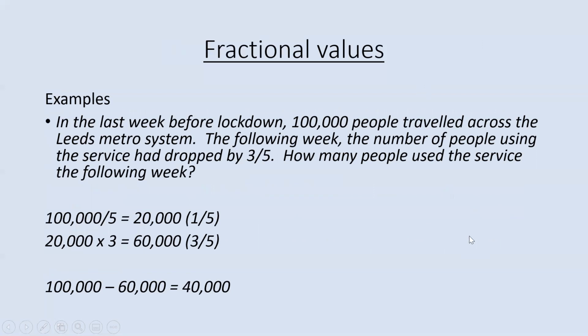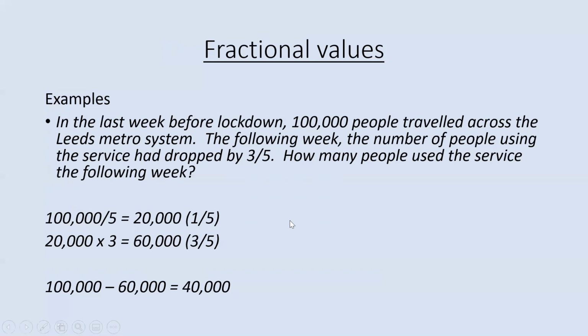Let's get another example using fractional values. In the last week before lockdown, 100,000 people traveled across the Leeds metro system. The following week, the number of people using the service had dropped by 3/5. How many people used the service the following week? So we start by taking the figure that had used it in the first week, 100,000, and divide that by 5 to find what 1/5 is worth.